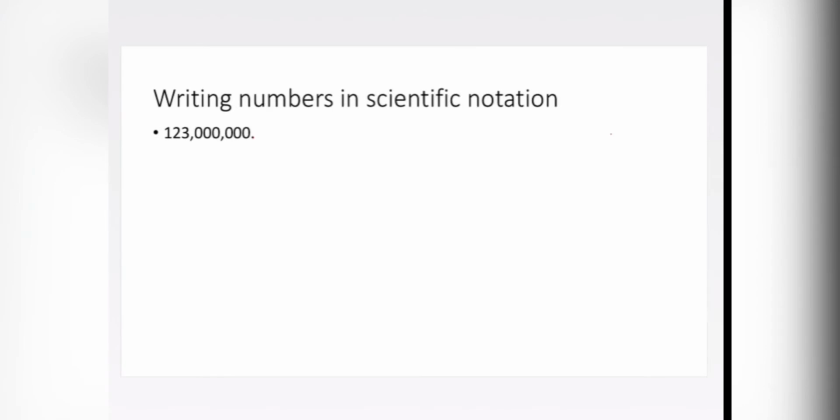Now let me show how to write numbers in scientific notation. So this number, 123 million, that's a big number. So how to write it in scientific notation? Let me show you.